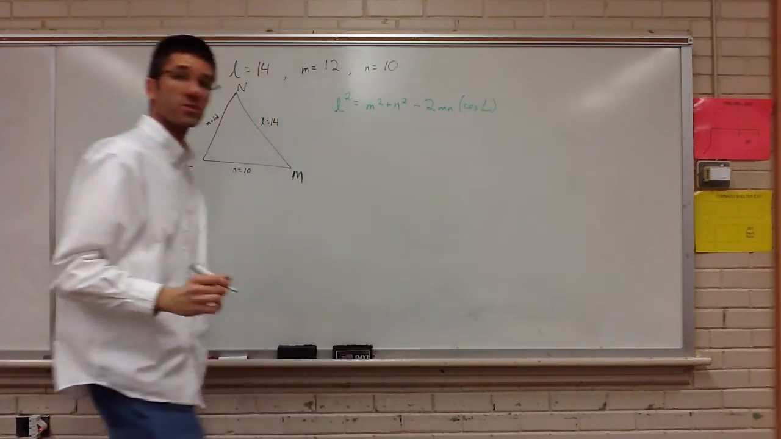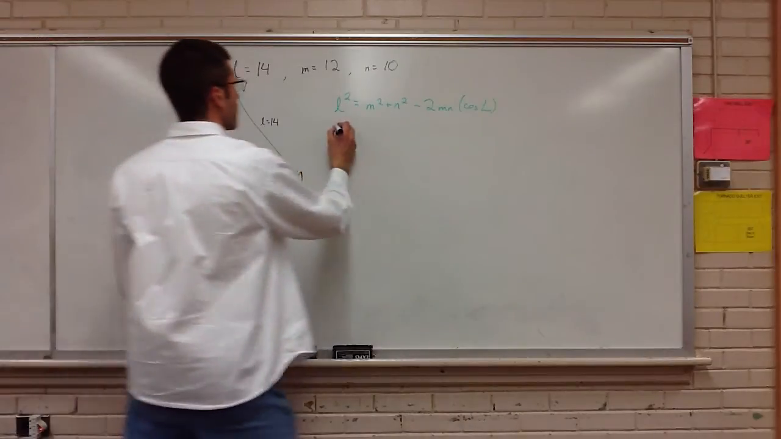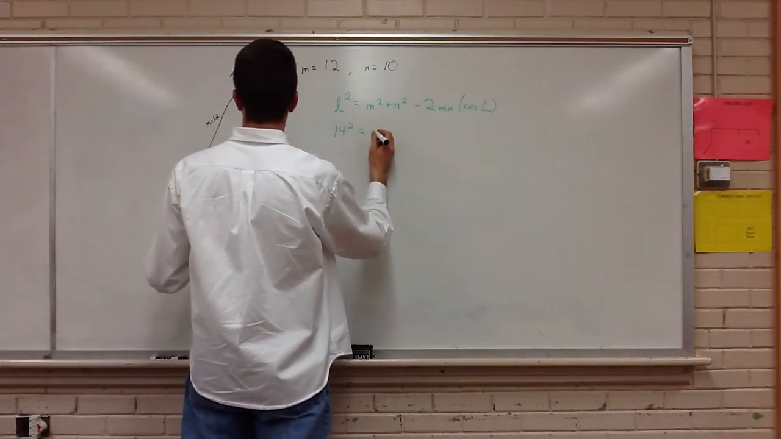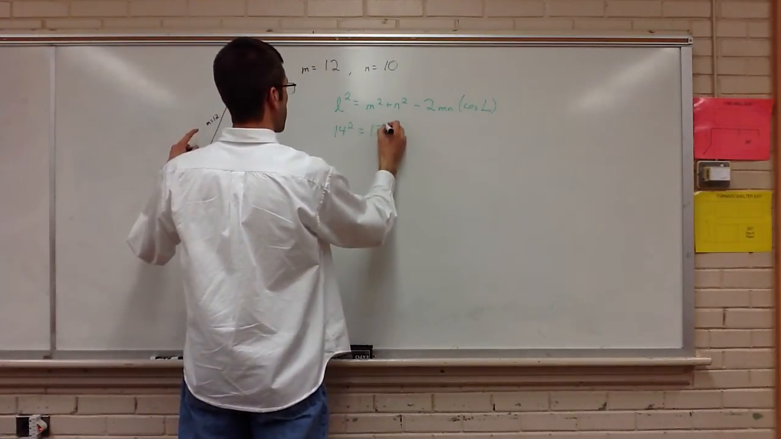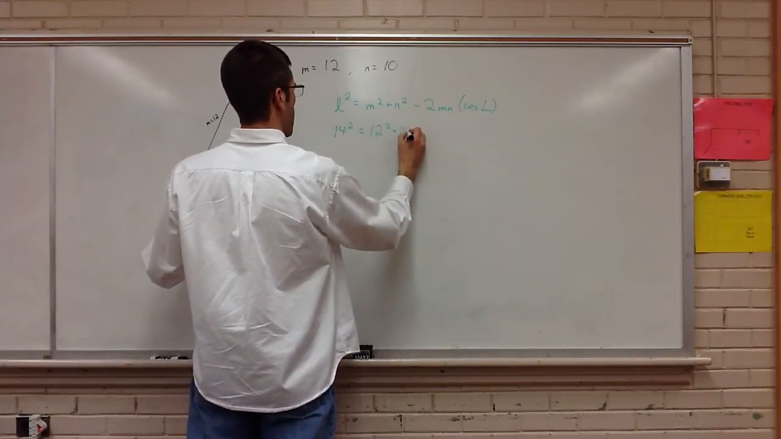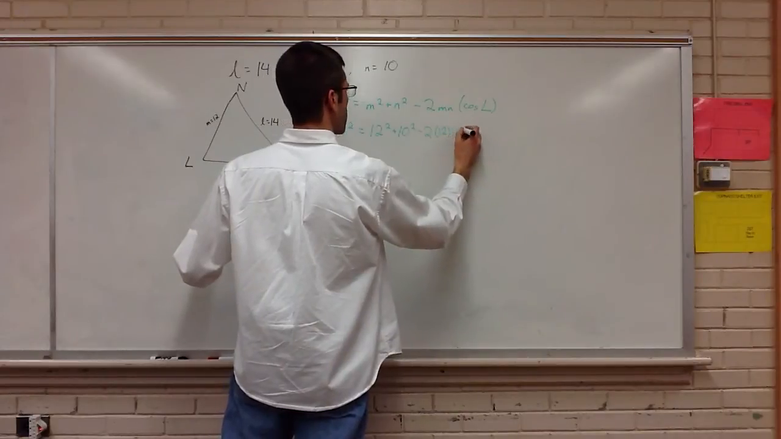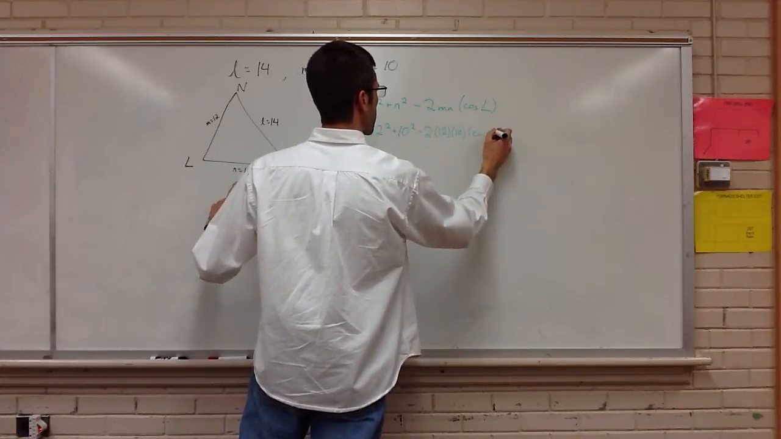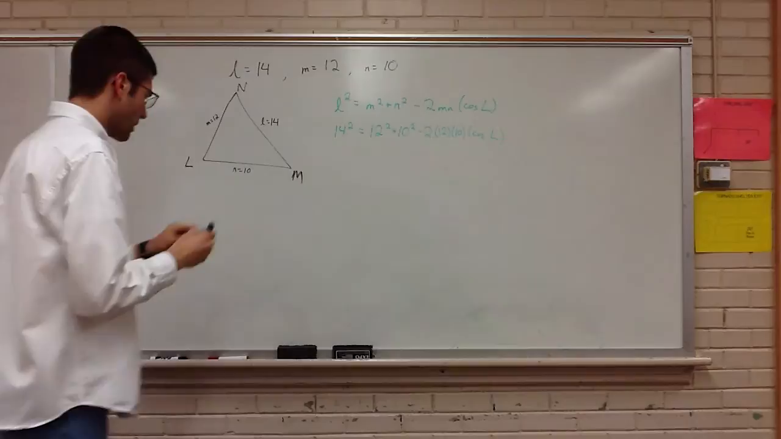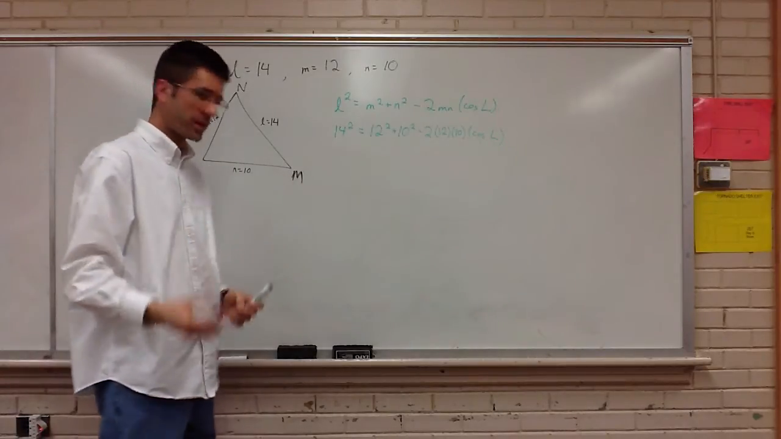Boom. Let's start filling some numbers in. Let's go fast. 14 squared equals... you can't see through me. My dad's not a glassmaker. He's a chicken farmer. Minus 2 times 12 times 10 cosine L. All right. Let's figure out what a few of the pieces are.